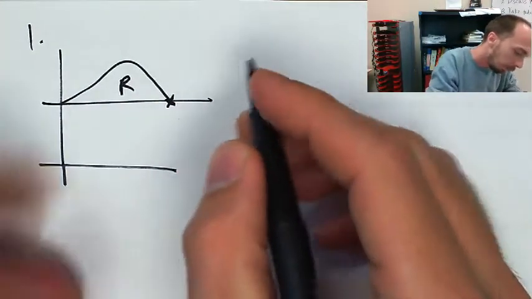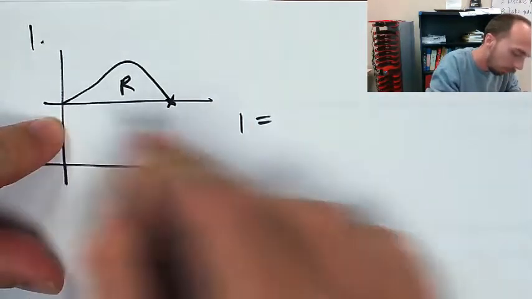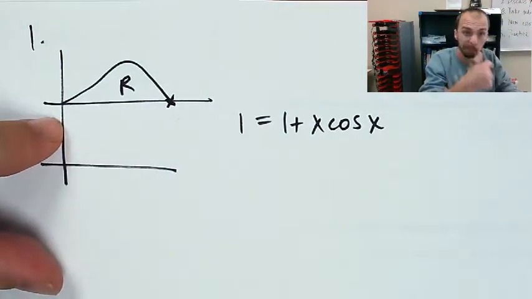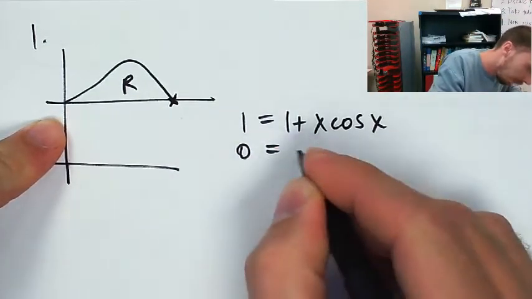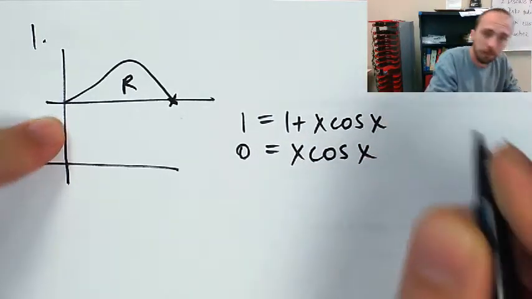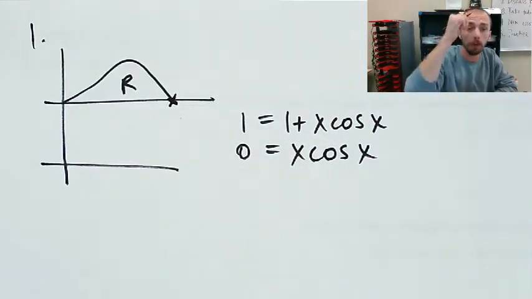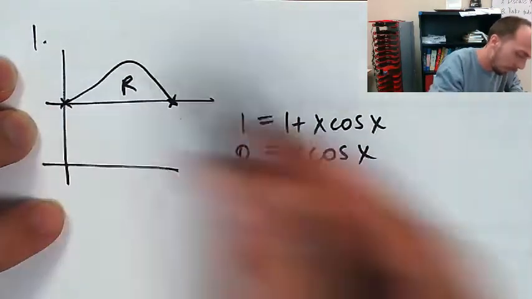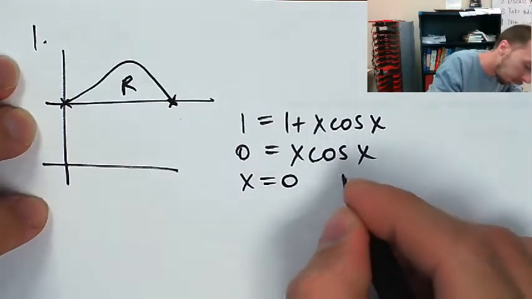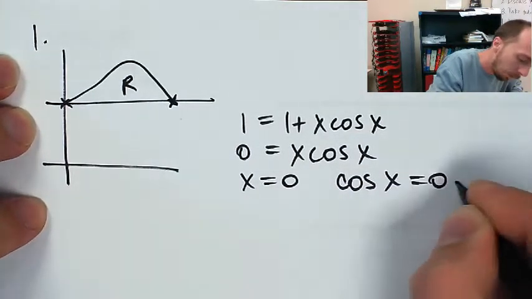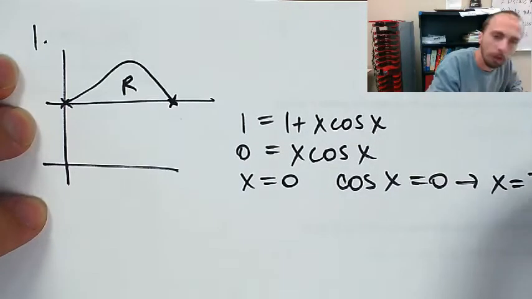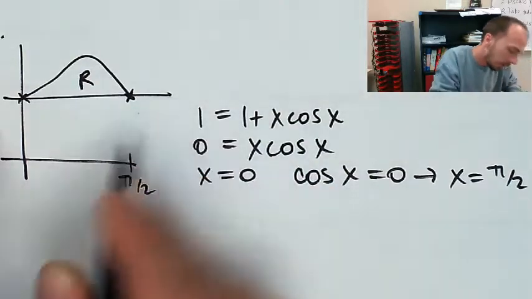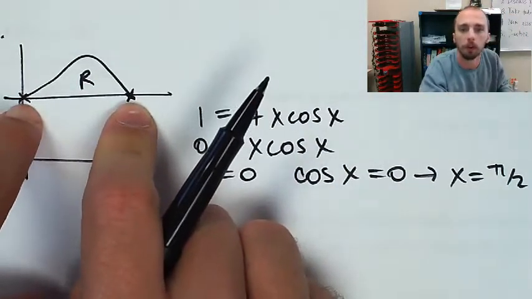Okay, so I want to know where 1, because that's the equation of the horizontal line, is equal to 1 plus x cosine x, which is the equation of the curve. If I subtract 1 from both sides, 0 is equal to x cosine x. If you did the extra practice for area between two curves, you know that means either x equals 0, which I already knew, or cosine x equals 0, and that would be where x is equal to pi over 2. So now I know that the x-coordinate of the intersection is pi over 2, and the length of that segment is also going to be pi over 2.